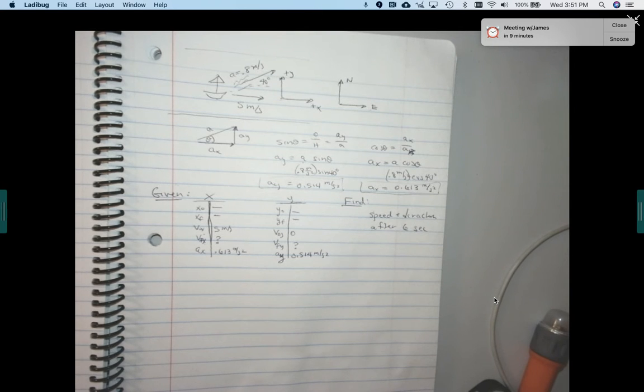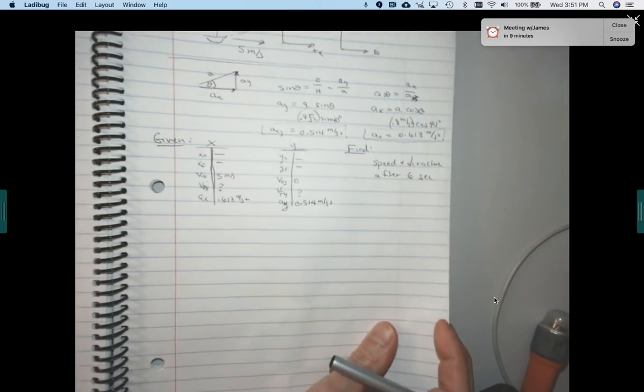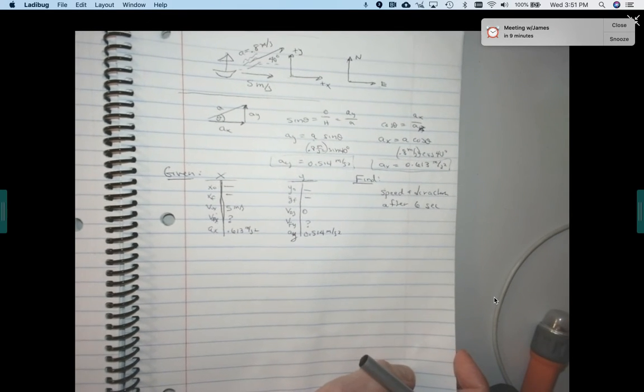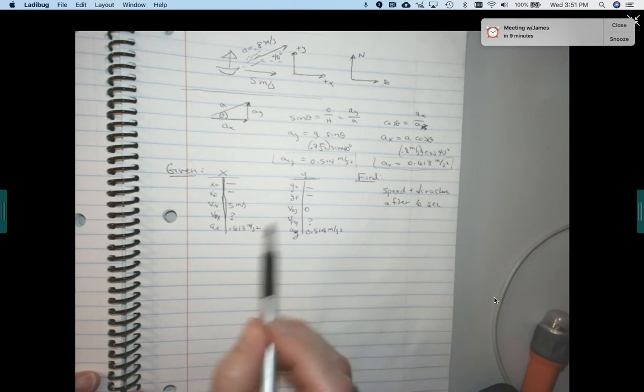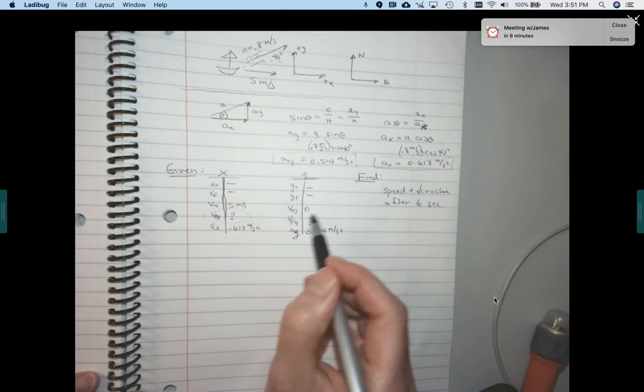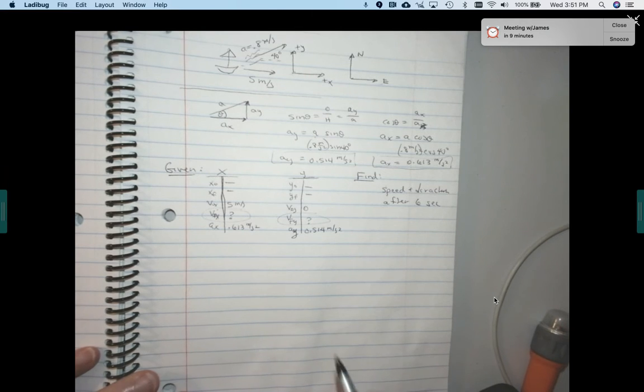Okay, so this is good in that it's pretty different from the other problems that we've seen, which have focused more on position of things. So in order to find the speed and direction, we need to know what the final velocity is in the x direction and the y direction. We'll combine them back together to get the speed and direction.